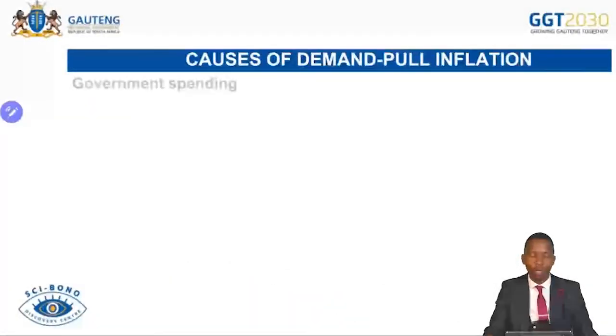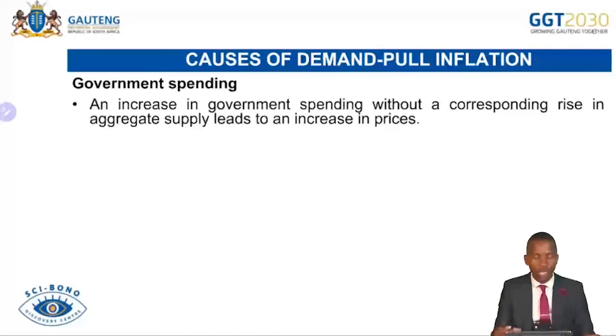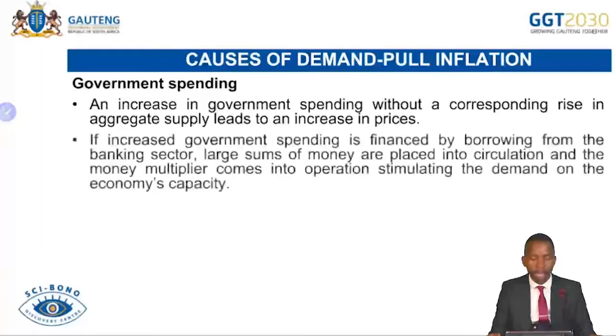We continue with the causes of demand pull inflation, the government spending. I've said if the government spending increases rapidly, that leads to more projects being made available, which create more job opportunities. And increase in government spending without corresponding rise in the aggregate supply leads to increase in prices. If increased government spending is financed by borrowing from the banking sector, large sums of money are placed into circulation, and the money multiplier comes into operation, stimulating the demand on economy's capacity.